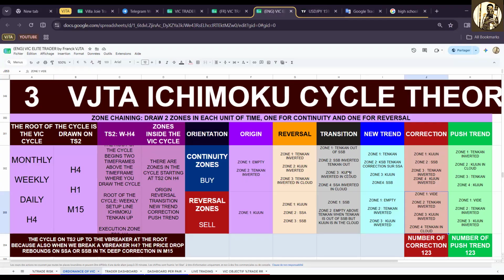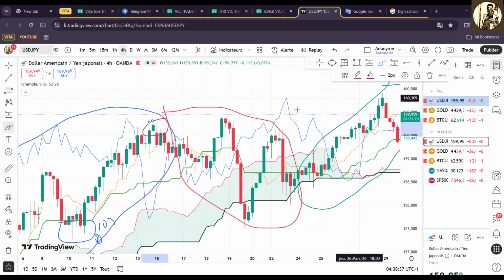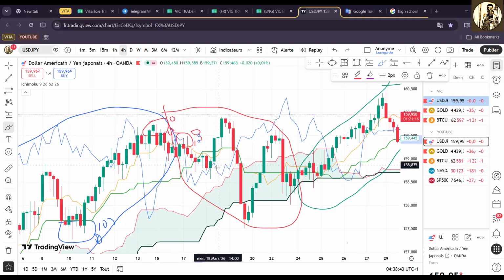So for the correction, since we start with reversal, because it's a correction, let's start at the bottom here. For reversal zones, you have the empty space, the Tenkan inverted, Kijun inverted, Tenkan in cloud. This place is a zone of reversal, 0, 100. You have also this one, 0, 100. And you have also this Kijun inverted, 0, 100.